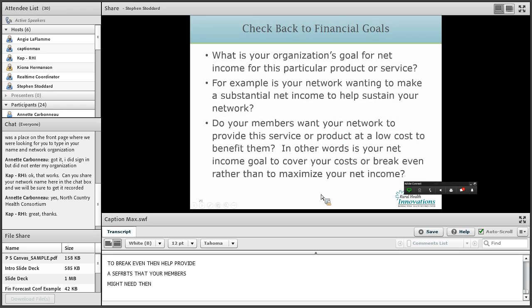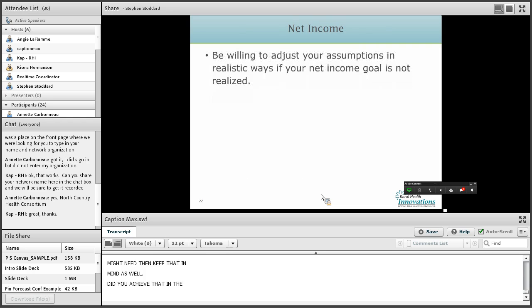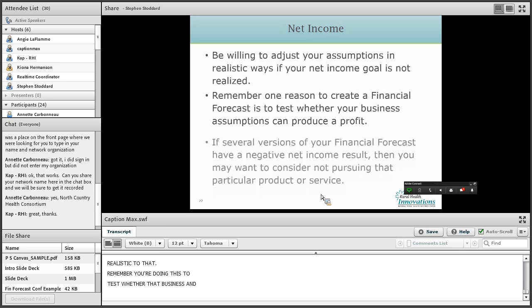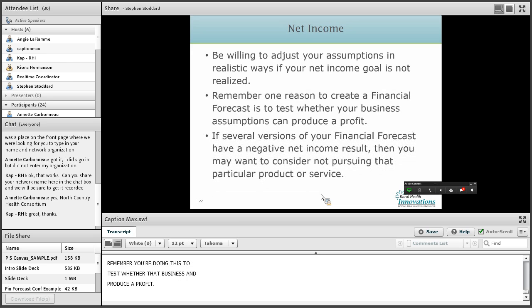And remember, the goal is to figure out net income, which is your revenue minus total expenses. The net income of a product or service illustrates the financial outlook or the forecast of what you're going for. This is the goal. And again, once you have that net income number, remember what your initial financial goal was. Was it to make money, to help sustain your network? So you want to have a high net income number in that scenario.